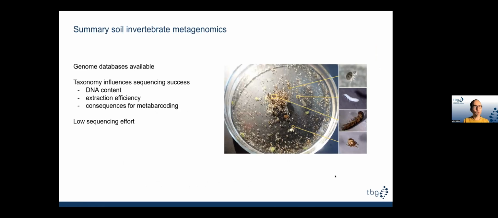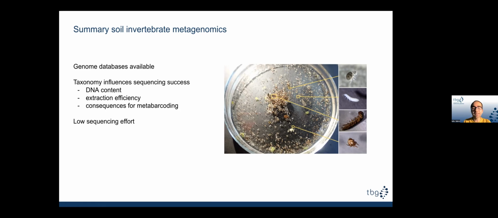All right, to sum this up quickly. We now have genome databases available that make it possible to do metagenomics, but very importantly, taxonomy seems to influence the sequencing success. We suspect that this is because of the DNA content. It looks like the DNA extraction efficiency is very different across different groups.